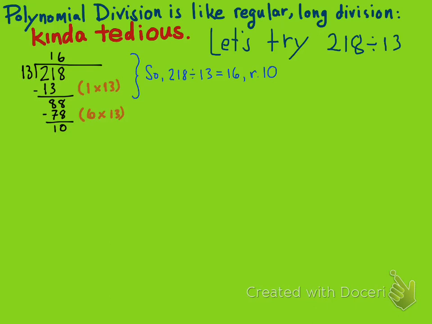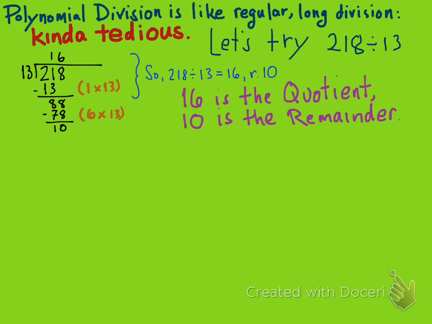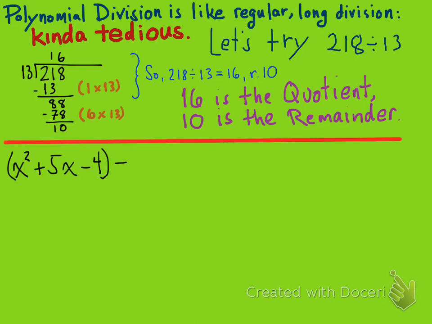And that is something that you learned a little bit later on. When you first learned this long division process, this is where you stopped. You stopped with the number on top, and then you used the number that you got at the end as the remainder. That's what we're going to do with polynomial division. We want to know what the quotient is and what the remainder is. In our first numerical example here, 16 was the quotient and 10 was the remainder. Okay, so let's keep that in mind as we take a look now at an example with actual polynomials.